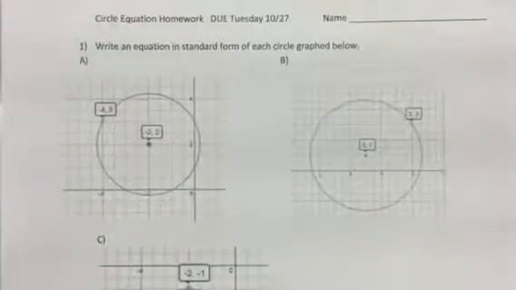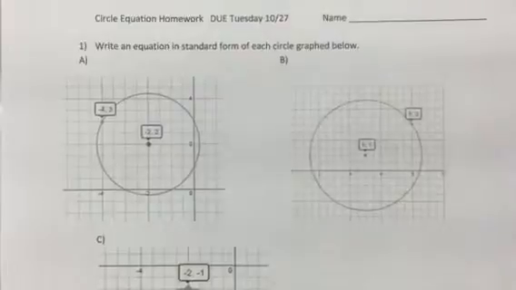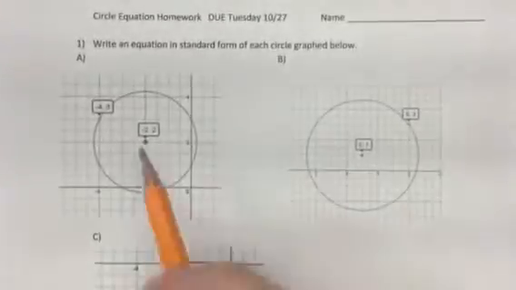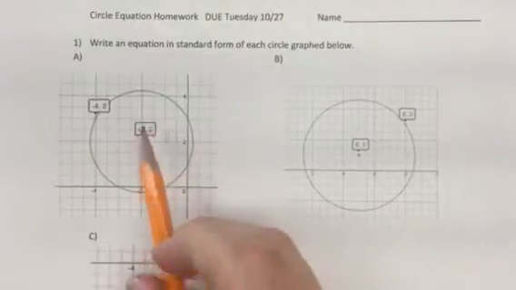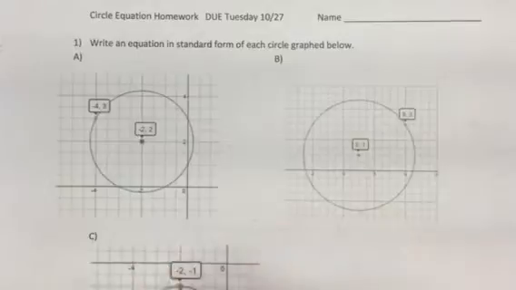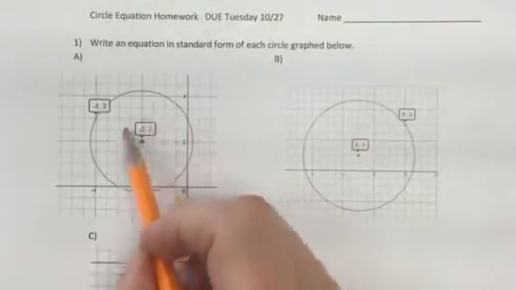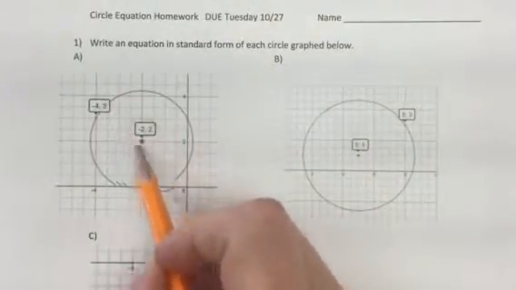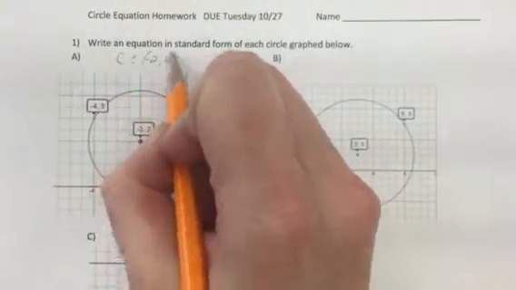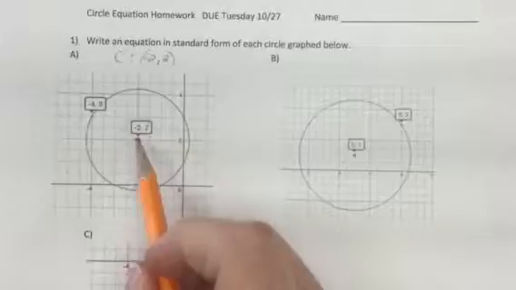The first problem on the circle equation homework says to write an equation in standard form of each circle graph below. Okay, so the big thing is that the two things you need to know in order to write an equation, you need to know the center. So the center is at -2, 2, right? So my center is at -2, 2. And then we need to know the radius.